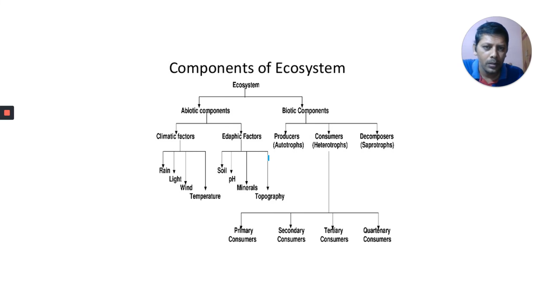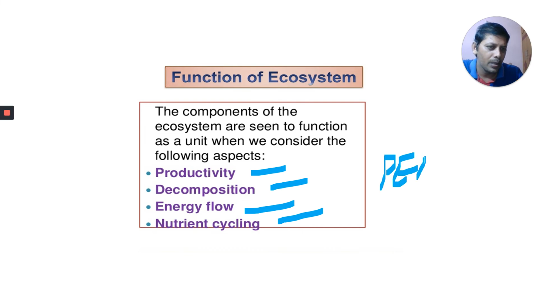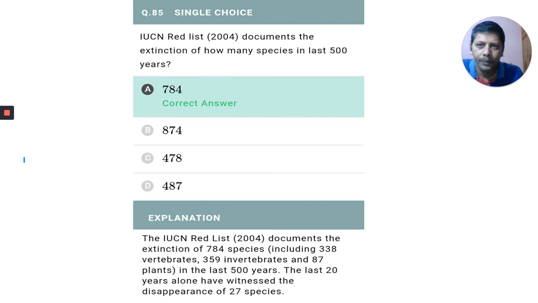You can see here the components of an ecosystem: biotic, abiotic, and the different types of consumers. Now, the functional units of an ecosystem. The components of the ecosystem are seen to function as a unit when you consider the following: productivity, decomposition, and so on. You can remember it as PEND: P, productivity. Next one, E, energy flow. N, nutrient cycling, and D, decomposition.